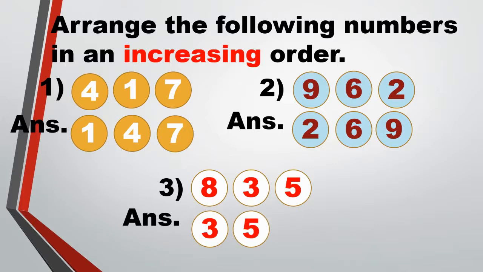Now, which is the greatest number here? Only number 8 is left. So, 8 is the greatest number here. So, the increasing order is 3, 5, 8. We are going upward.